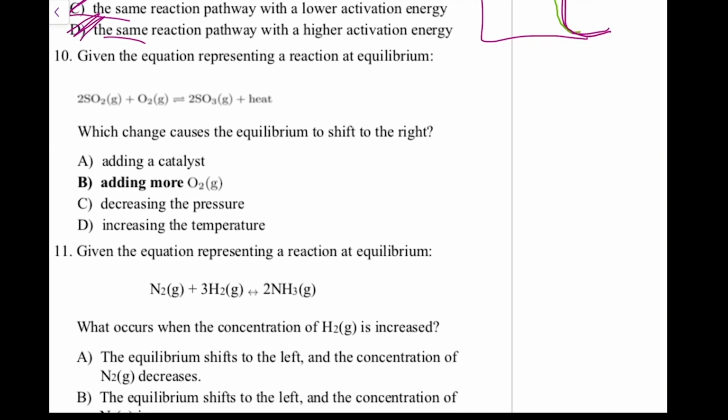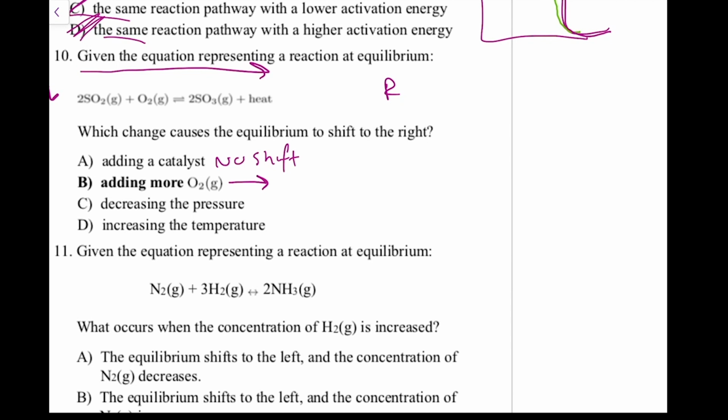Number 9, it says, how can you shift towards the right? Again, add your L's and R's, it works. So if we add a catalyst, there is absolutely no shift. If we add more O2, it means the left gets stronger, and we move towards the right. That's our answer, but let's just look at the other ones.